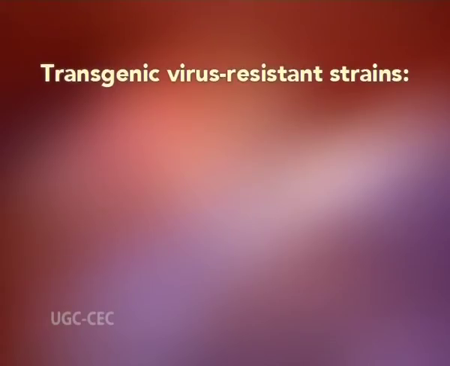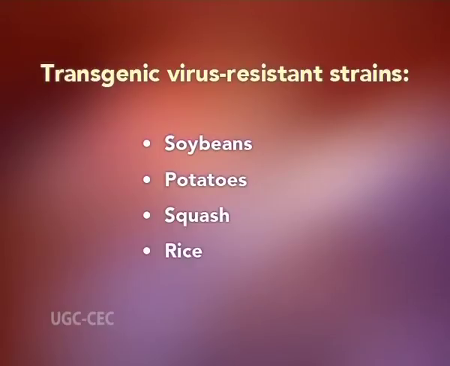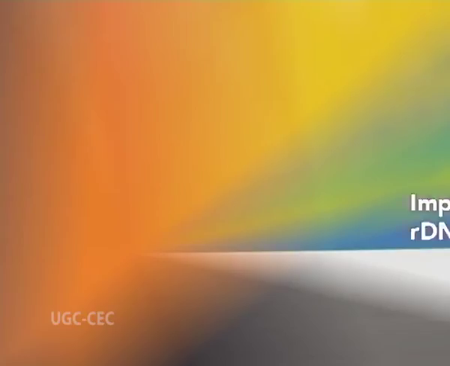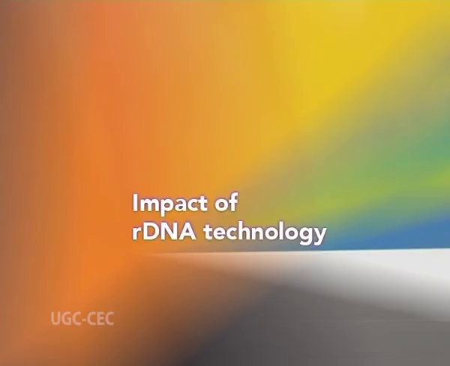Transgenic virus resistant strains of soybeans, potatoes, squash, rice, and other plants are also being developed. Edible vaccines using transgenic tomato, banana, potatoes, and corn have also been obtained as they are easy to store and readily accepted. Impact of recombinant DNA technology.